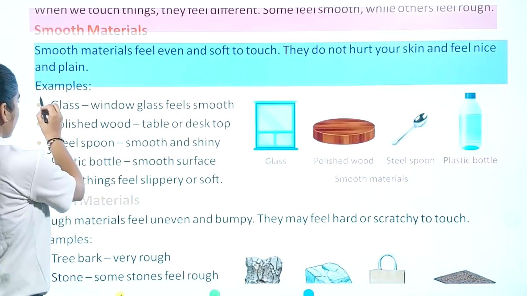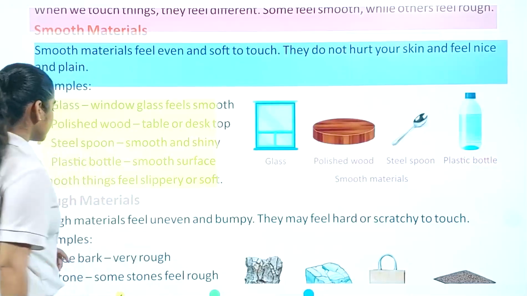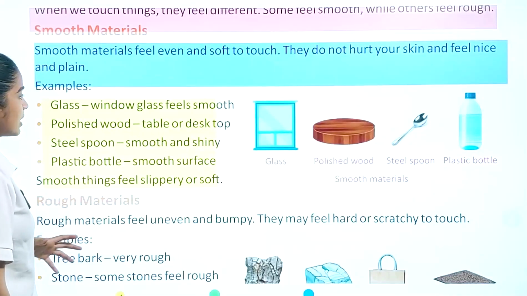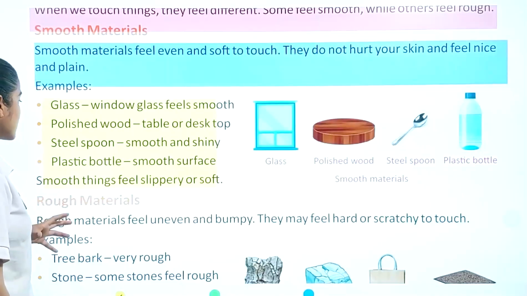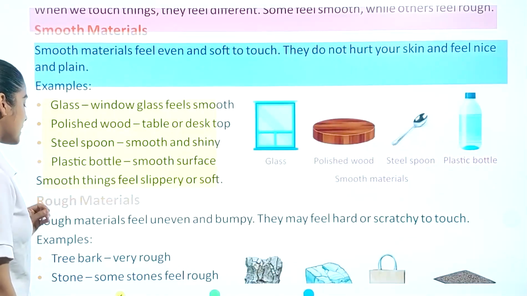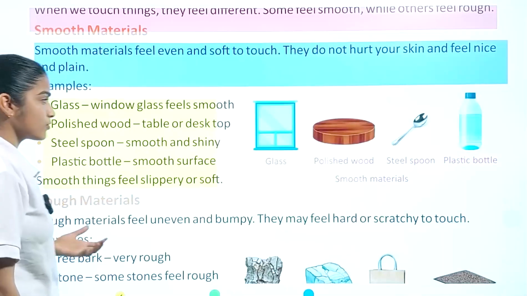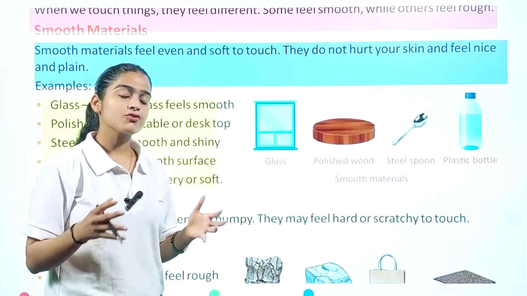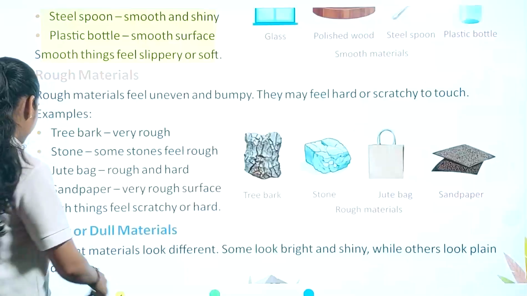Windows glass feels smooth, polished wood, table or desktop, steel spoon smooth and shiny, plastic bottle, smooth surface. Smooth things feel slippery or soft. So you see so many things in your surroundings which are smooth in texture basically. Next you have the rough material.